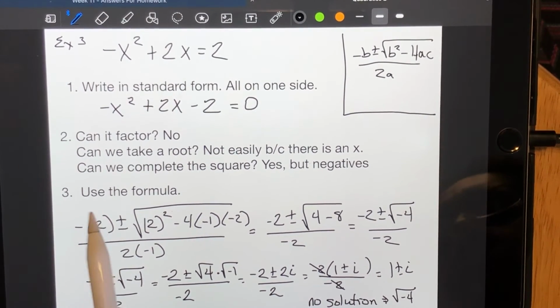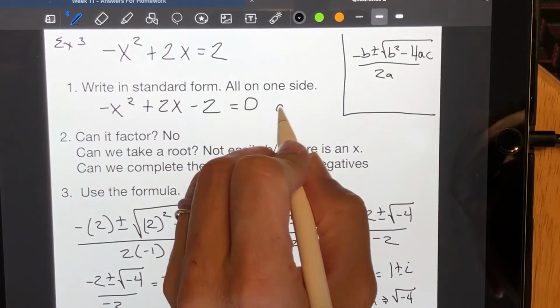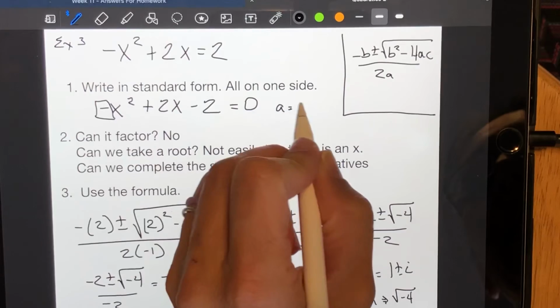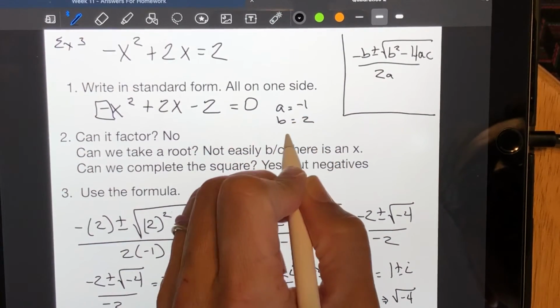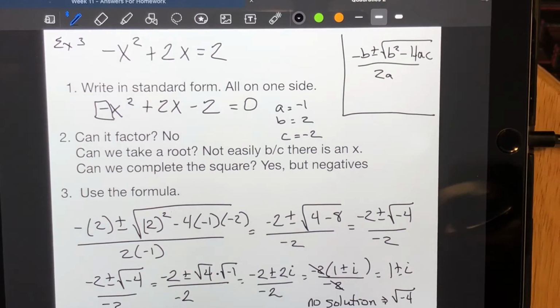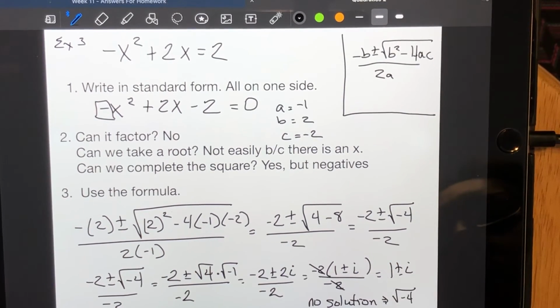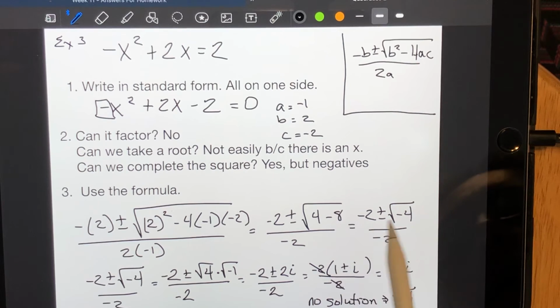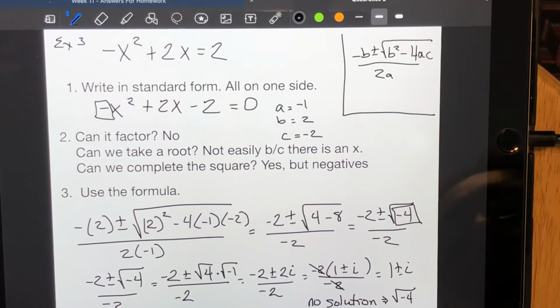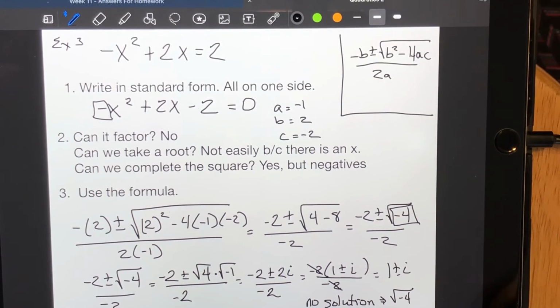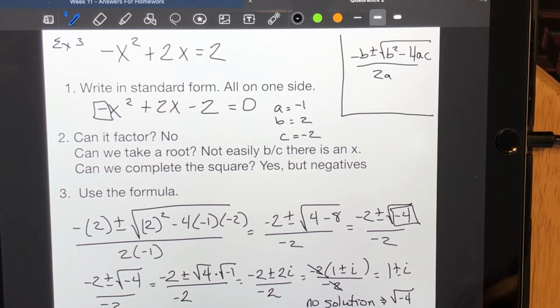Okay? So again, we are going to identify our values. A is equal to -1, B is equal to 2, C is equal to -2. So at this point, we simply plug and play. We put in all our numbers. In this case, we got a negative underneath our radical. So right away, we know that this has no real solution because they are both imaginary solutions. So my graph is not going to touch the x-axis anywhere. It's going to either float completely above it or completely below it.